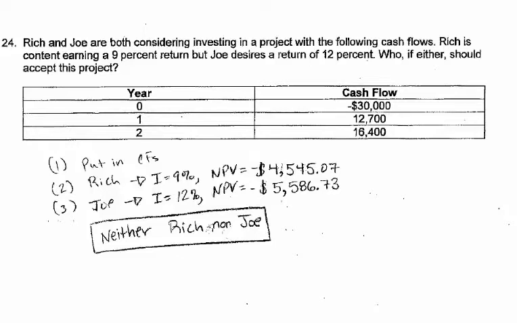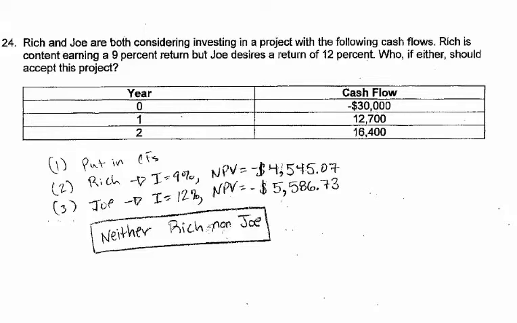You'll get a negative NPV for Rich. You can go up arrow back to I, change that to 12%, come back down and hit NPV compute, and you'll have an even worse NPV. So remember, if the NPV is not positive, then you're not going to accept this in either case.